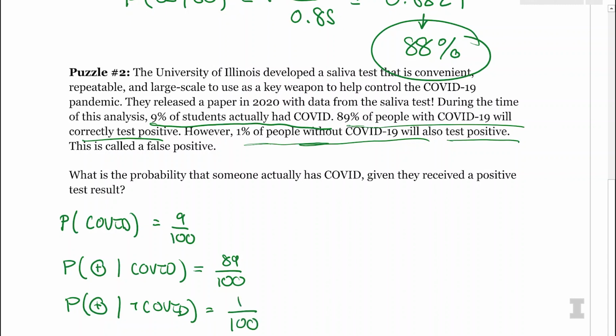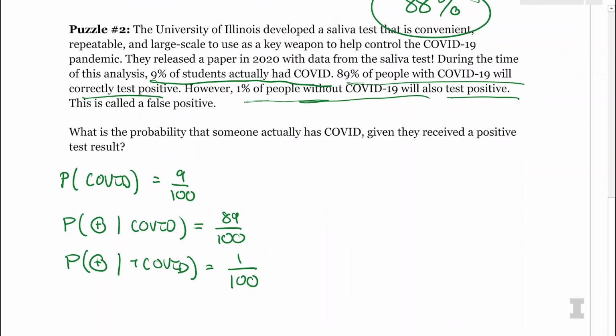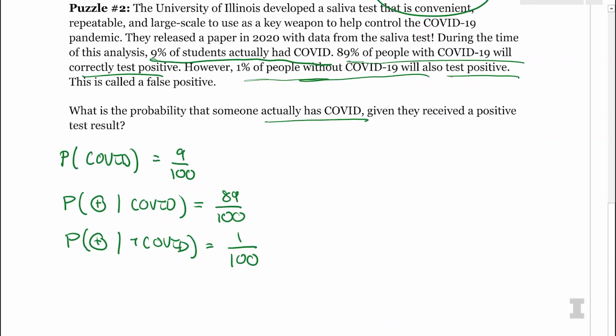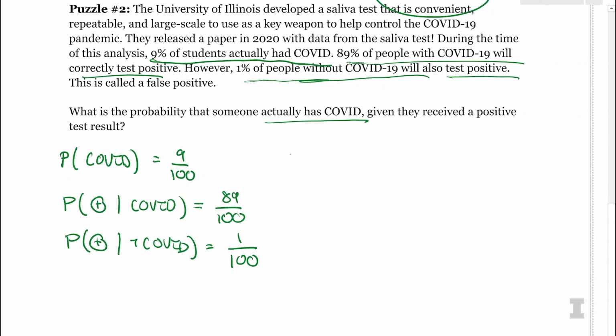Now this problem asks us, what is the probability that somebody actually has COVID given they received a positive test result? So we want to know the probability that they had COVID given a positive test result. Here, we don't actually have this given anywhere in our problem. We only have the probability of positive given COVID.